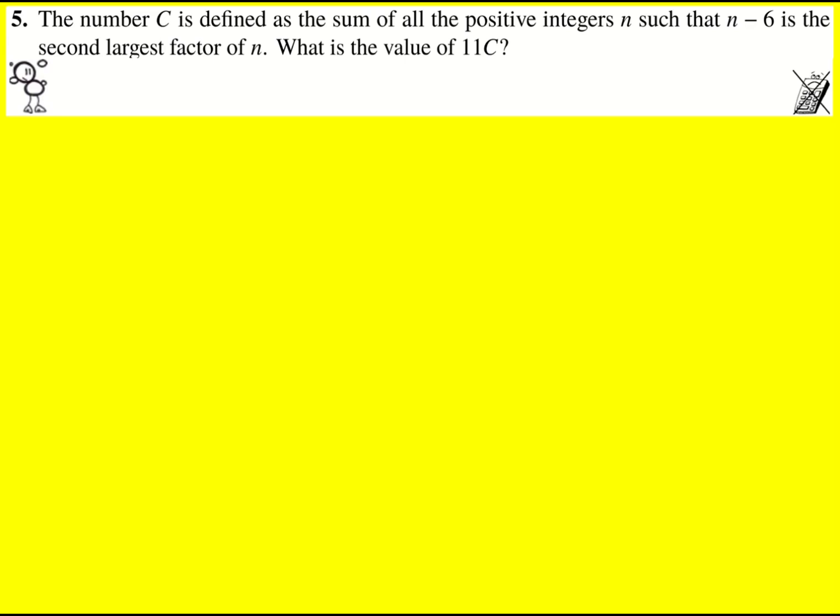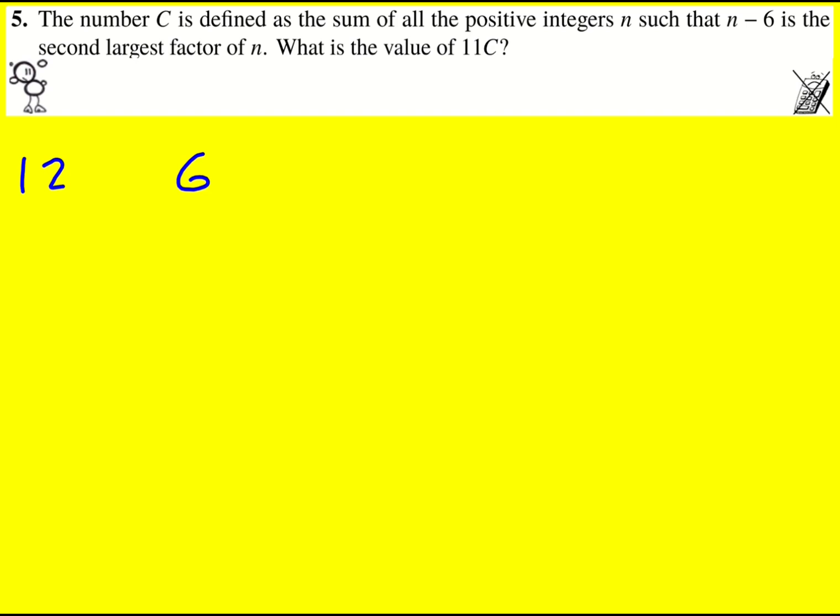C is defined as the sum of all the positive integers n such that n minus 6 is the second largest factor of n. What's the value of 11C? So when I did this question, one that popped into my head was 12 and 6. That's going to work, isn't it? Because 6 is 6 less than 12, but it's definitely going to be a factor because it's half of 12.